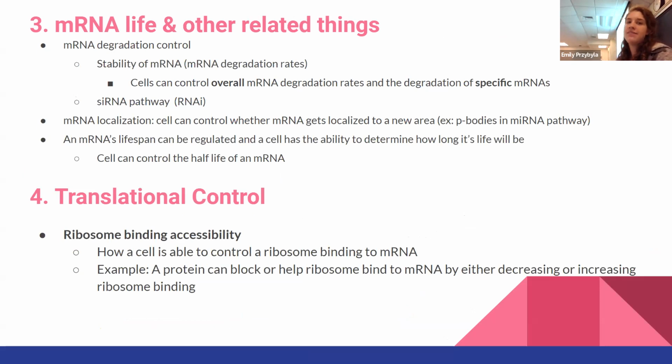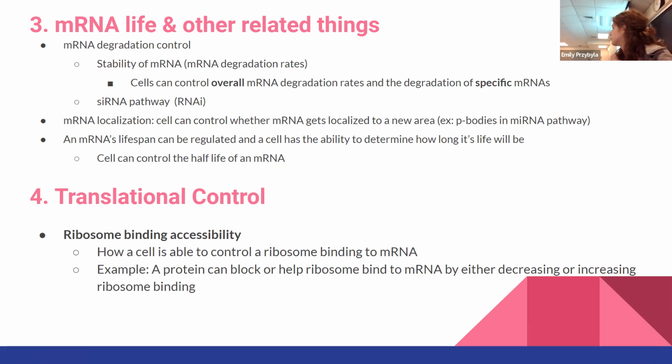Okay. mRNA life and other related things. So mRNA degradation control, the stability of mRNA, so we can control mRNA degradation and the degradation for specific mRNAs. mRNA localization, the cell can control whether the mRNA gets localized to a new area, such as P-bodies that we talk about in the miRNA pathway, which we will touch on. The mRNA lifespan can be regulated, so we can determine how long the mRNA exists, and half-life.